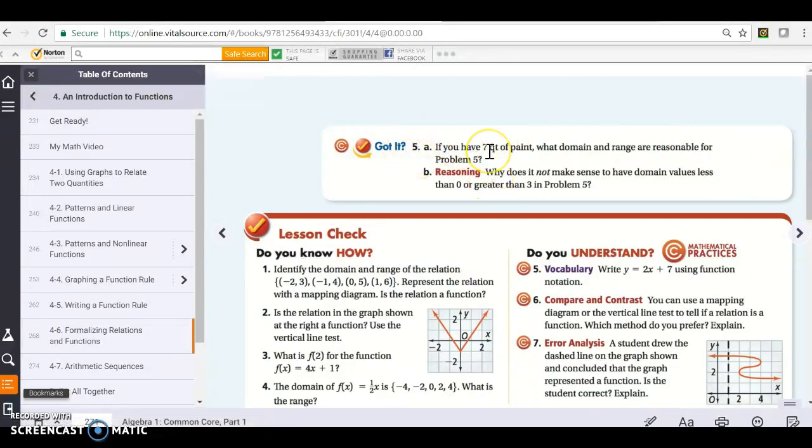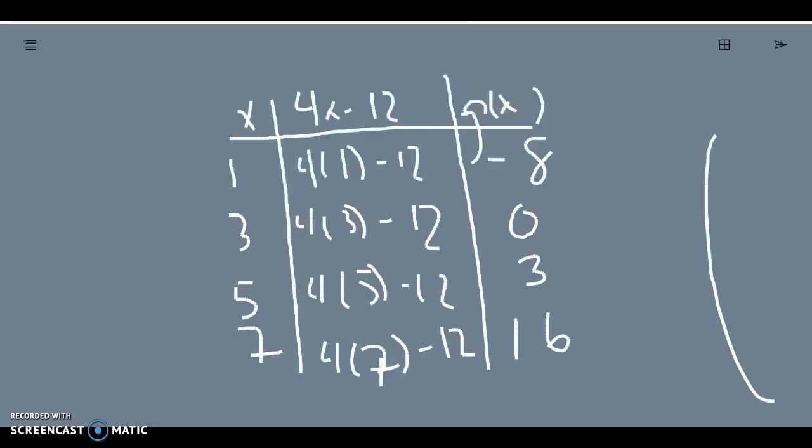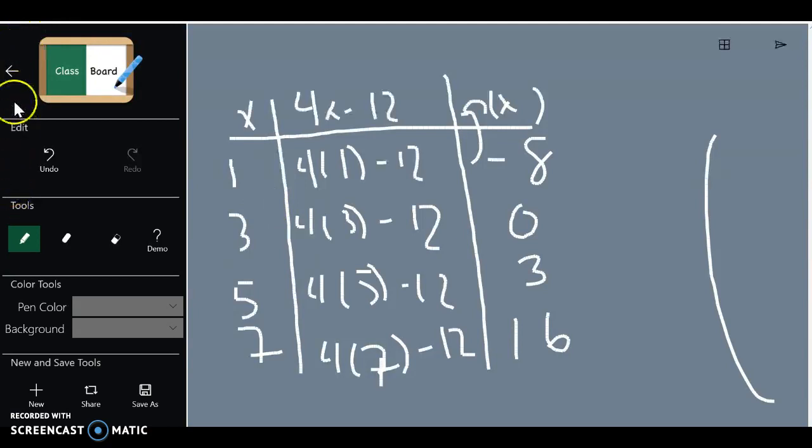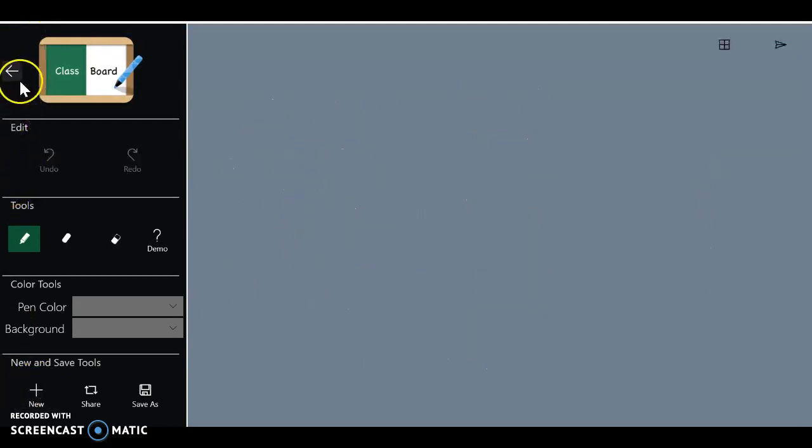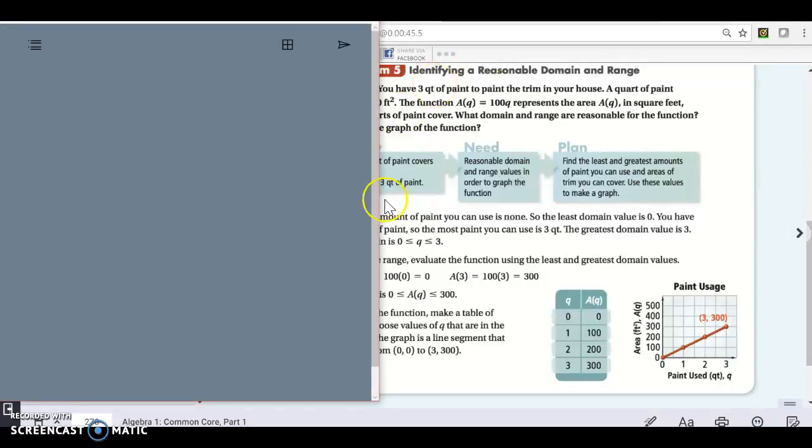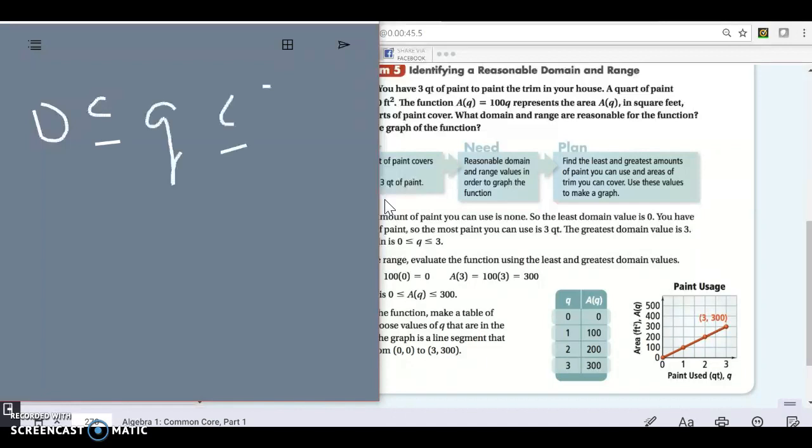All right, let's do Got It 5 now on our own. It says if you have 7 quarts of paint, what domain and range are reasonable for problem 5? Okay, so it'll be the same type of logic. It'll be the exact same type of logic. We can go from 0 less than or equal to quarts less than or equal to 7. So I can go from 0 to 7. So I know that those are the amounts. And again, the exact same logic.